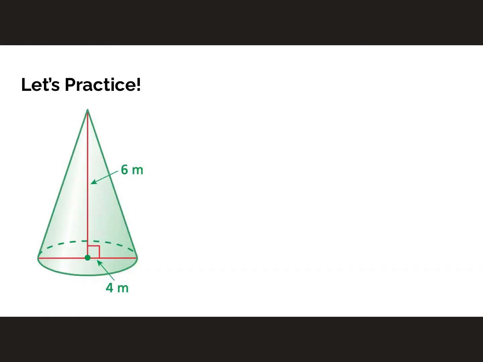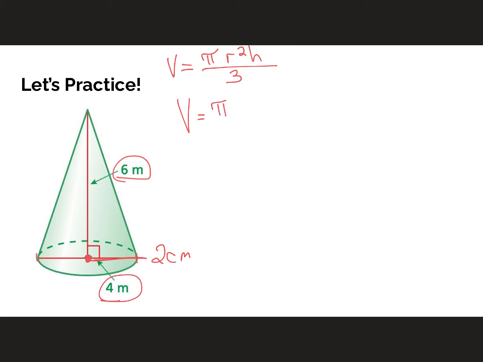So let's practice. First of all, we know the formula for the volume of a cone is pi times the radius squared times the height divided by 3. So the first thing we need to do is find the radius. You'll notice they tell me that this is 4 meters, but that is the entire diameter. Remember, we only want the part from the midpoint to the end, so that would be 2 centimeters. And then we have our height here. So my volume equals pi times 2 squared times 6, all divided by 3.